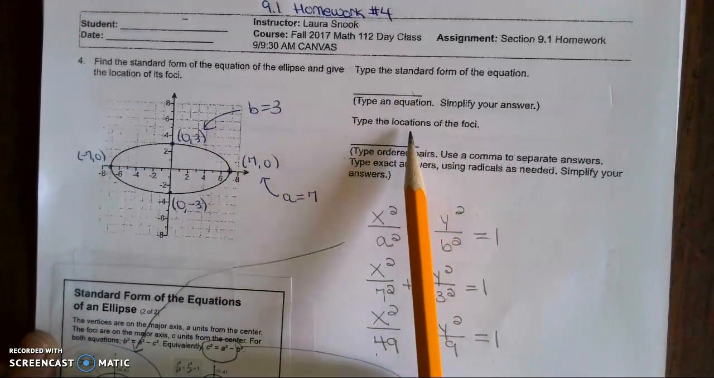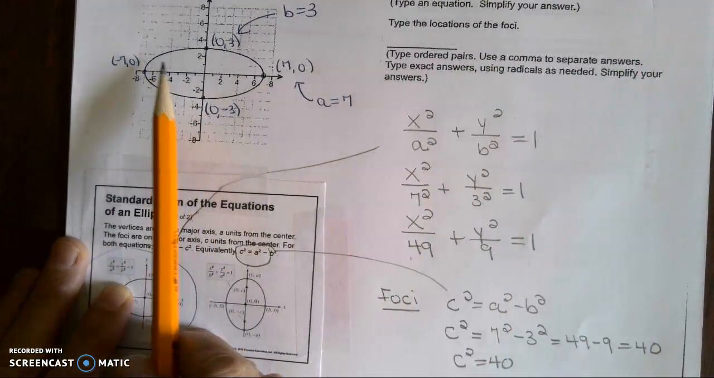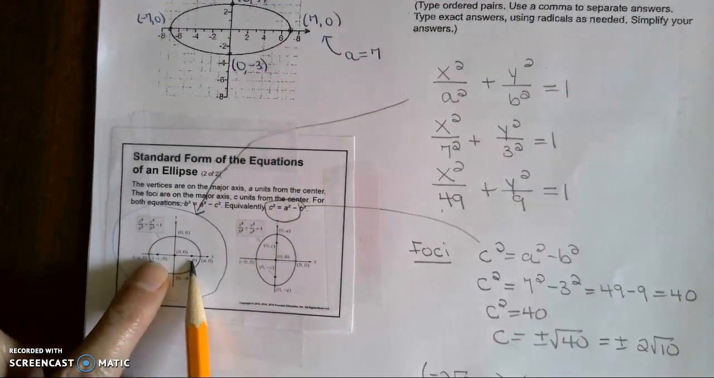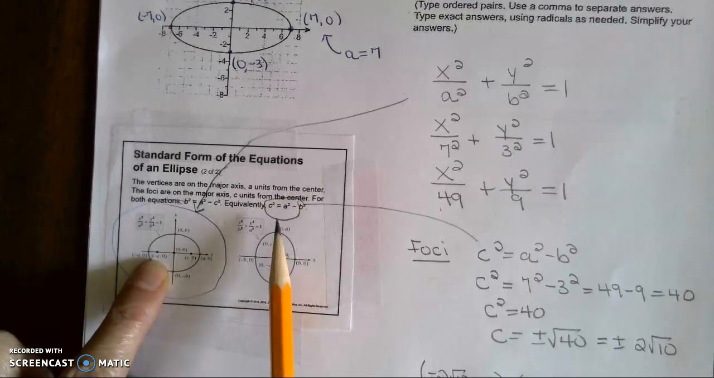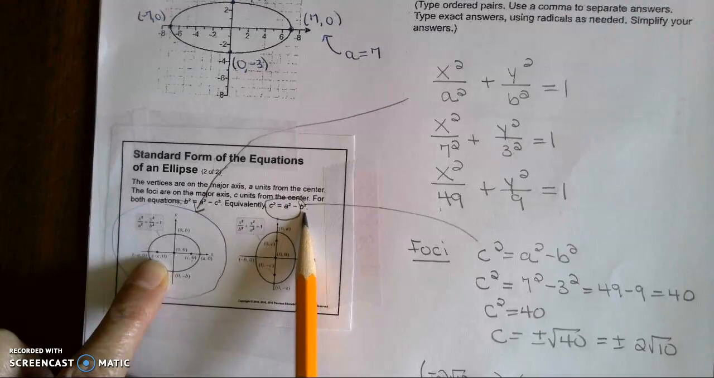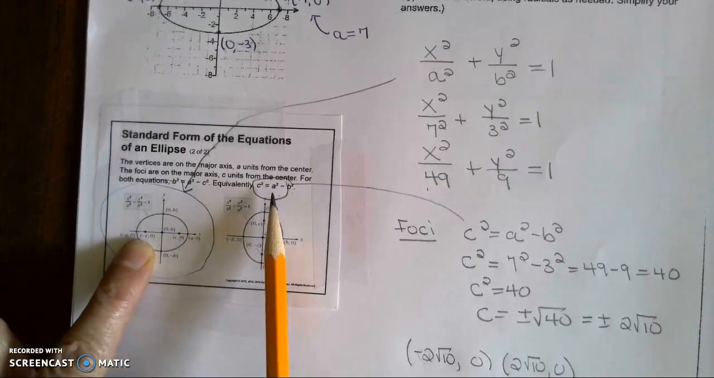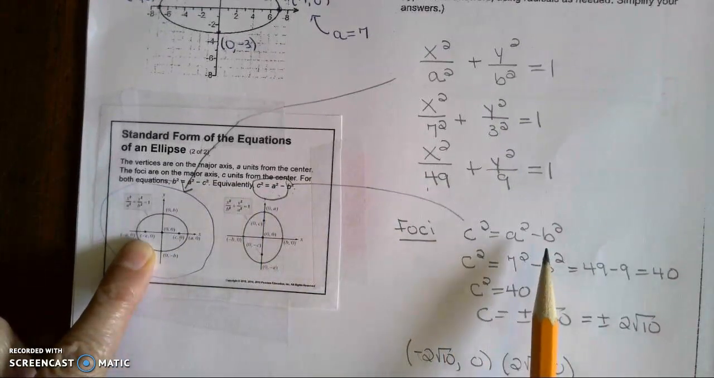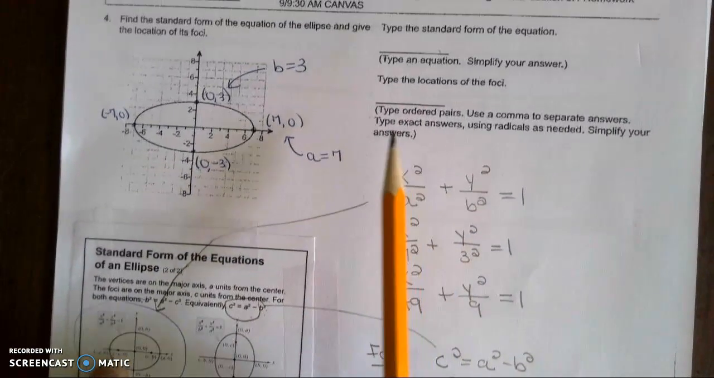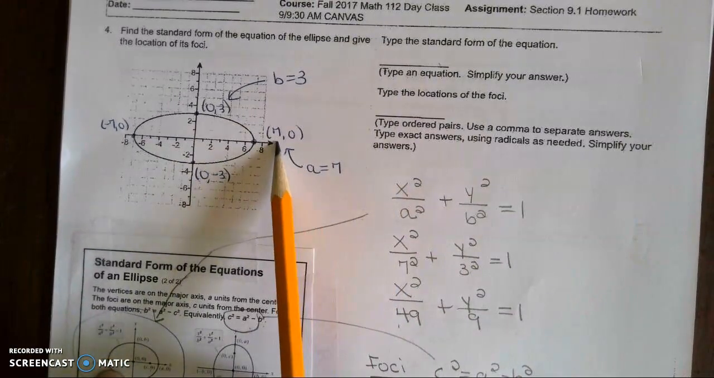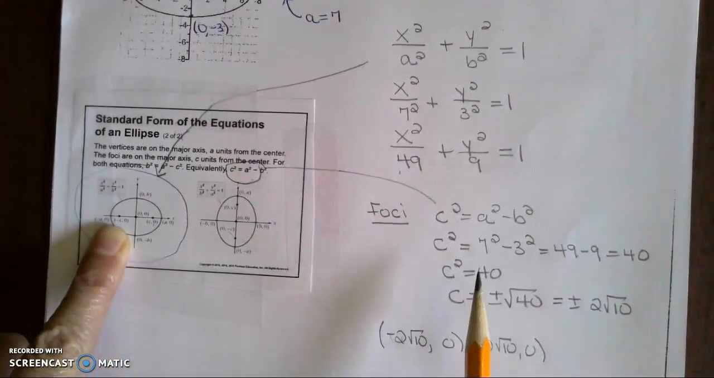The other thing they ask is for the location of the foci. Okay, the foci are always along the major axis, so they label those with C's here. And C, A, and B are related because C squared is equal to A squared minus B squared. For ellipses, this changes in some of the other sections when we talk about hyperbolas and such. So, okay, C squared is equal to A squared minus B squared. I know that my A squared is 49 and my B squared is 9.